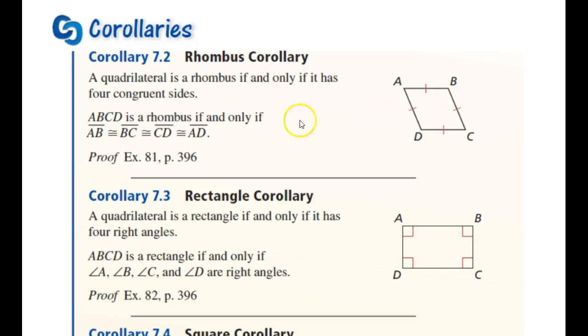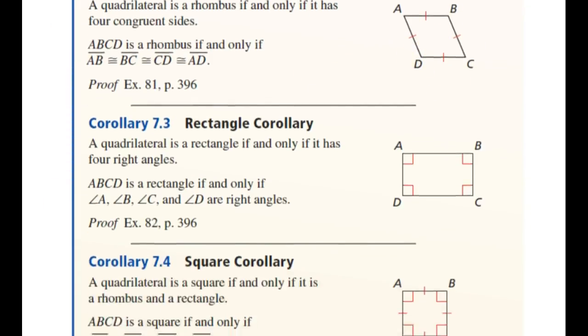So here are some corollaries. And remember, a corollary is something that we've already looked at. We've already looked at the proofs, and so this is just another point of it. So this first one, a rhombus corollary. A quadrilateral is a rhombus if and only if it has four congruent sides. So that's just one of those rules that we know about a rhombus, that it has four equal sides.